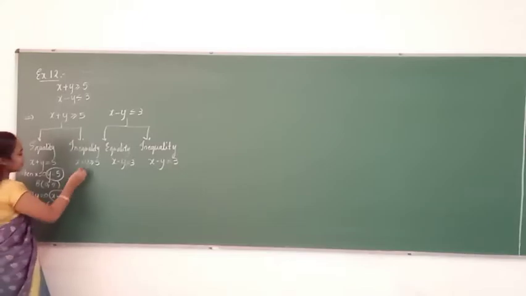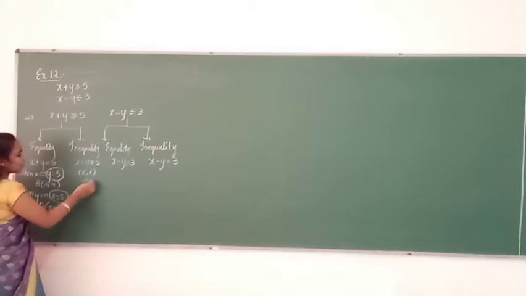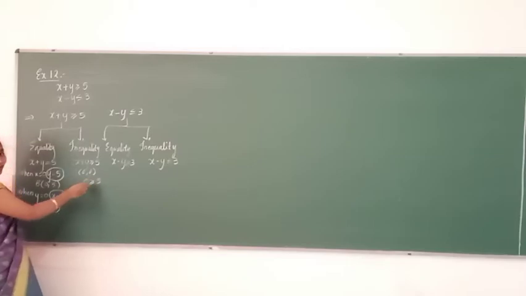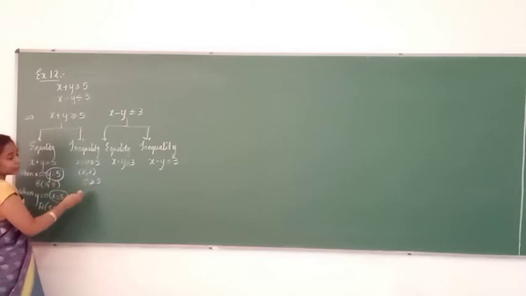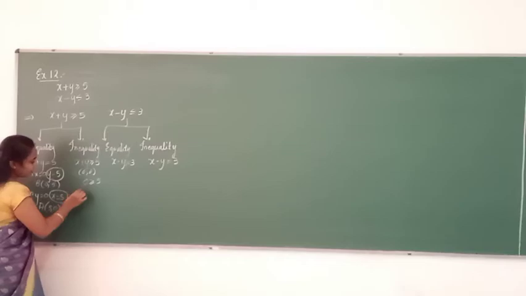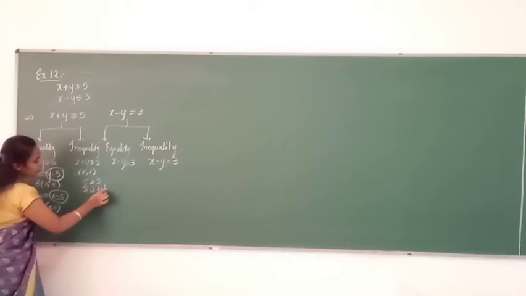Next, with the inequality, substituting 0, 0: 0 plus 0 is nothing but 0, which should be greater than or equal to 5. Is 0 greater than or equal to 5? No, it is not greater than or equal to 5, because 5 is greater. Therefore, it is false.